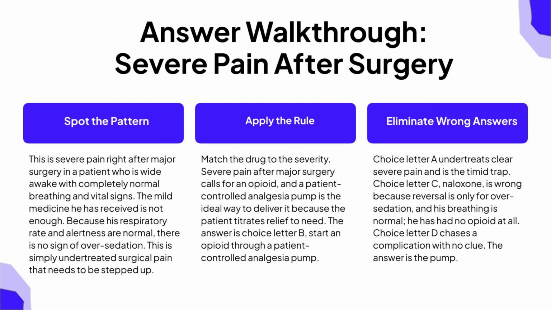Third, eliminate the wrong answers. Choice letter A continues a weak medicine for clearly severe pain, and that timid choice is the classic trap. Choice letter C is naloxone, the reversal agent, which is only correct when there is opioid over-sedation with slow breathing. His breathing is normal and he has not even received an opioid, so this is wrong. Choice letter D orders an emergency scan to hunt for a complication, but nothing in the stem suggests one, and it does nothing to treat his pain. The correct answer is the patient-controlled analgesia pump. The lesson is to always read the respiratory rate because it tells you whether to escalate the opioid or reverse it.